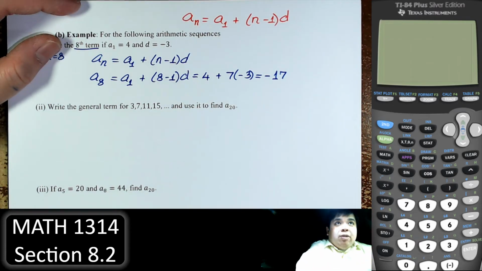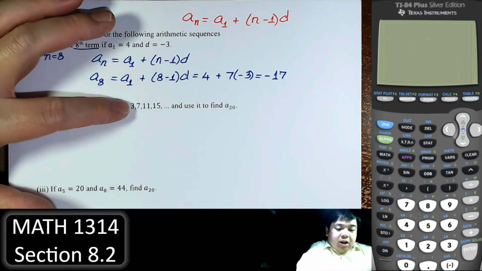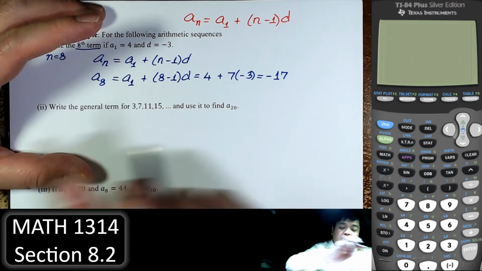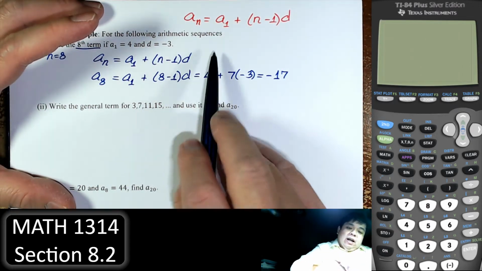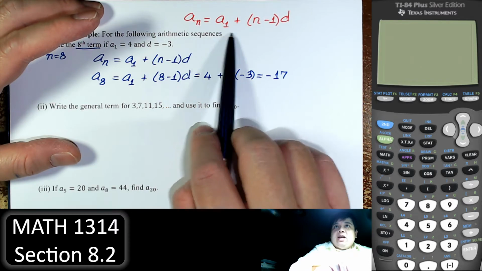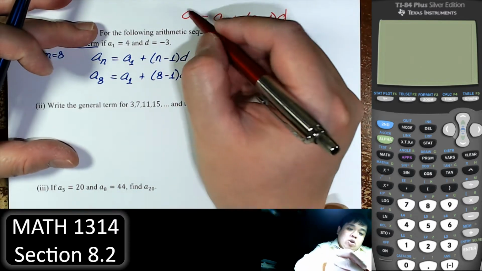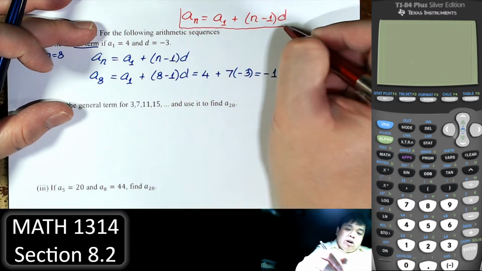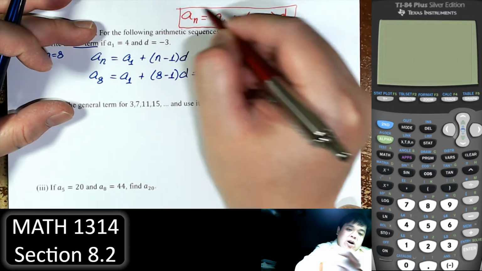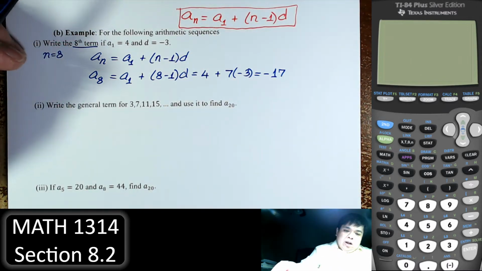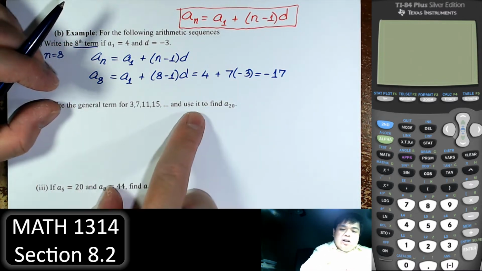Next, write the general term for this and use it to find a sub 20. So we're going to need a sub n equal to a1 plus n minus 1 times d. So if we know the first term and we know the common difference, we can write the general term. So the general term for that.